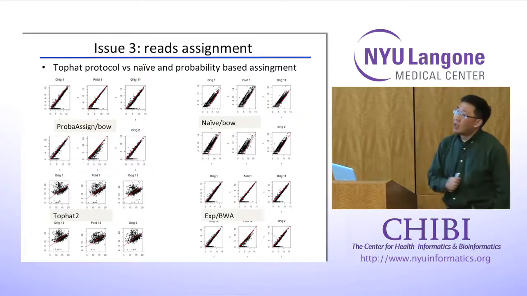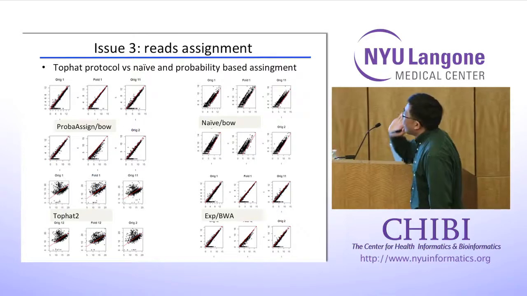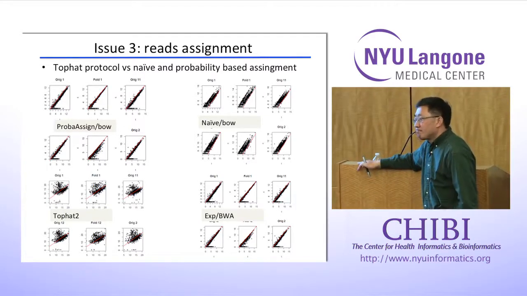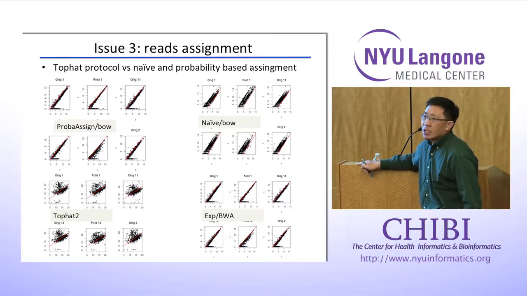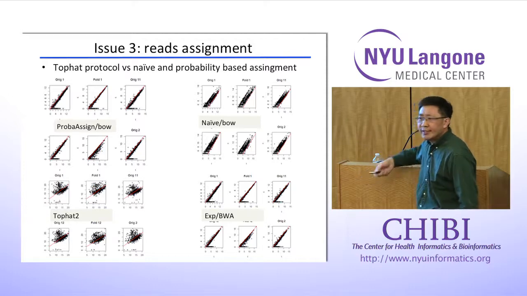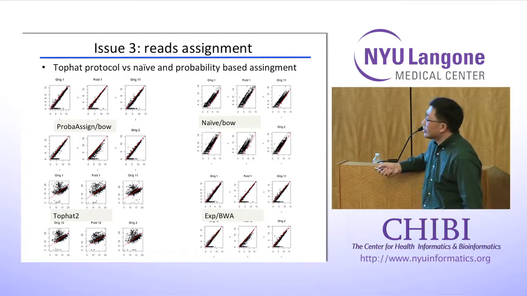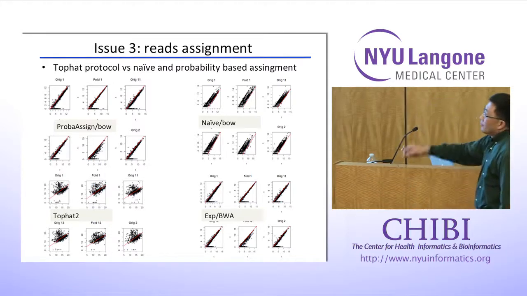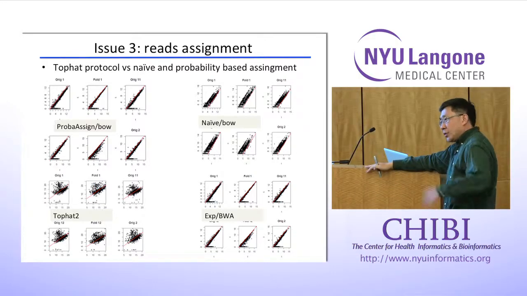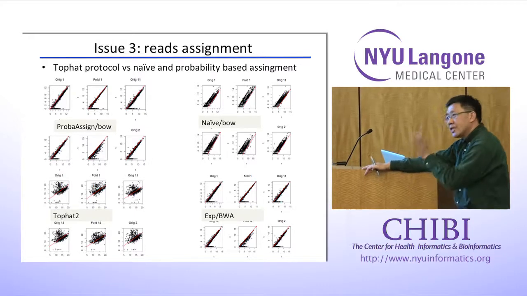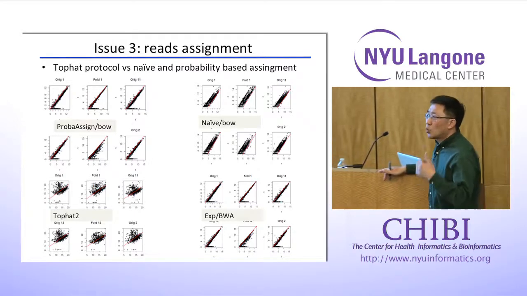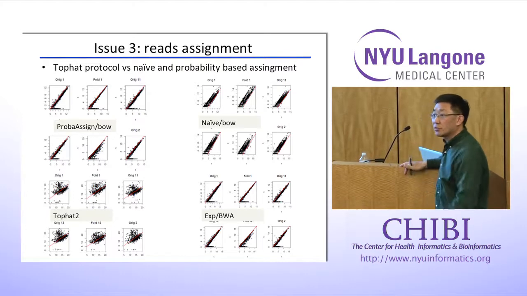So, third issue is reads assignment. This is, I would say, not a widely known issue, but a very important issue, because in this room or somewhere else in academia, lots of people are using the TopHat protocol. Here, what I did: after reads mapping, you need to assign those reads back to the gene model. Which software can give you a better result for assignment?